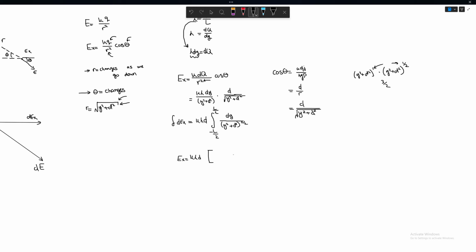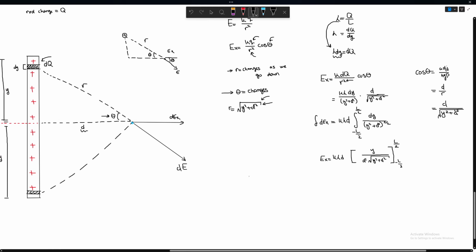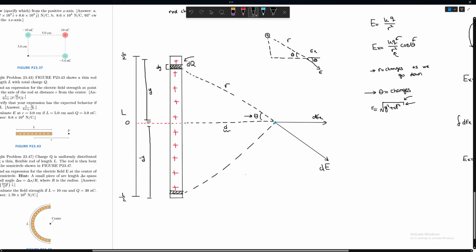And if I can remember it, this would be d squared square root y squared plus d squared. And that's what it looks like. And don't forget, we're taking it from negative L/2 to L/2. Now, all you gotta do, you have your L, you sub it in, you sub everything in, and that would be your answer of what electric field this rod is causing at this point.